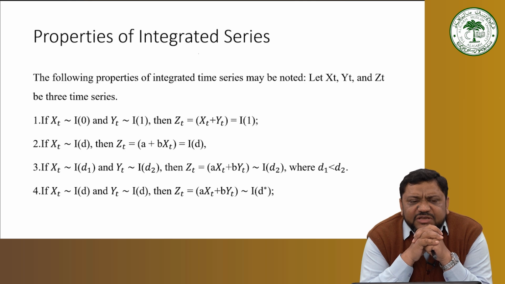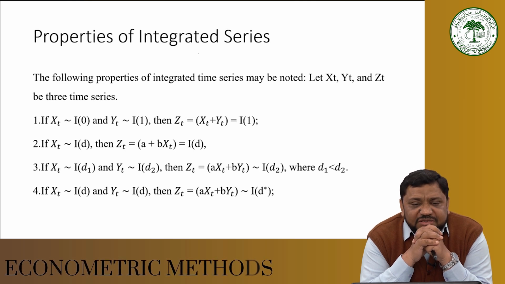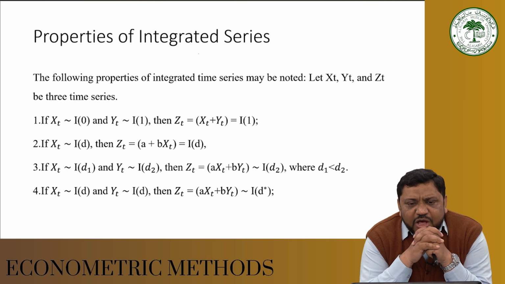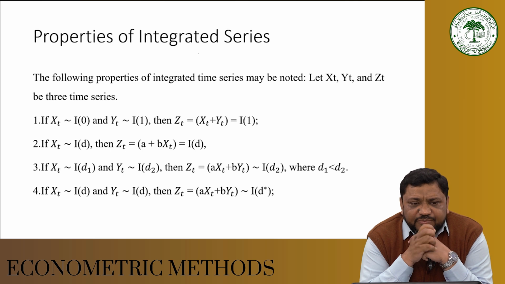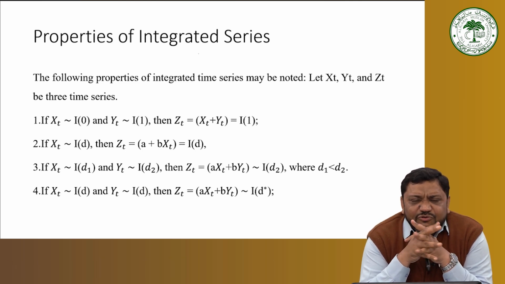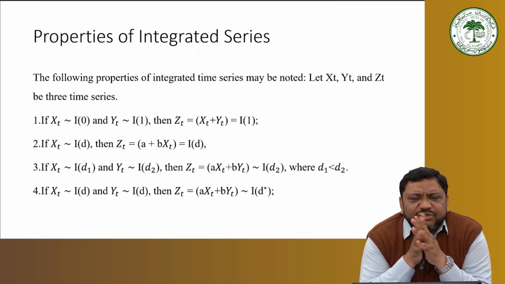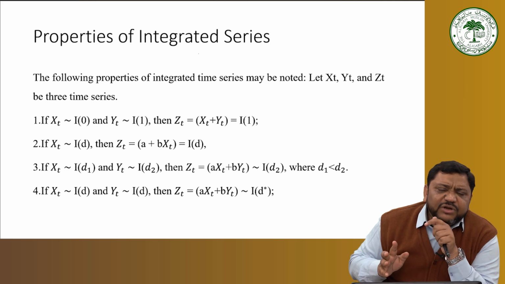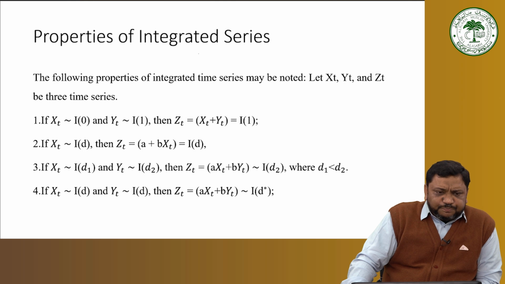Next is if XT is I(d) and YT is also I(d), then Z is AXT plus AYT, and most of the time we denote it by I(d*). It is equal to 0, but in some cases d* is less than d. This will be used in our discussions on co-integration. So at the moment we have just introduced the properties of integrated series, and we restrict our discussion to these properties. When we move on to co-integration, we will see the implication of this.